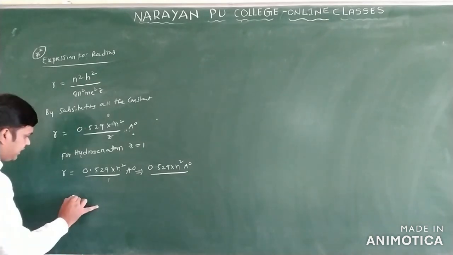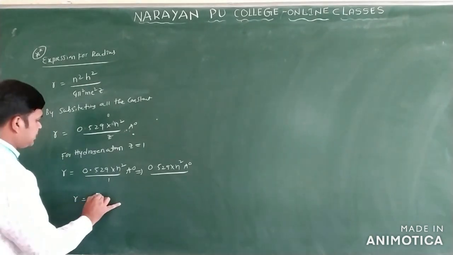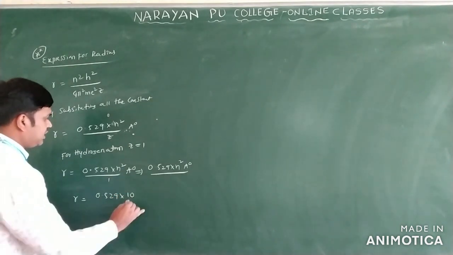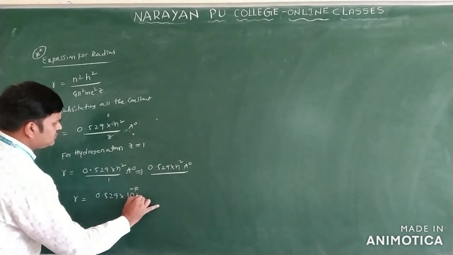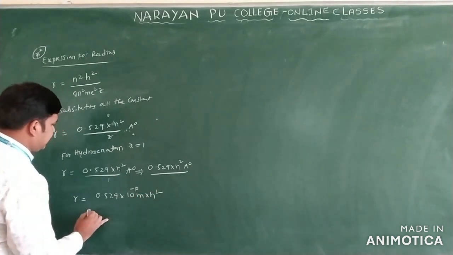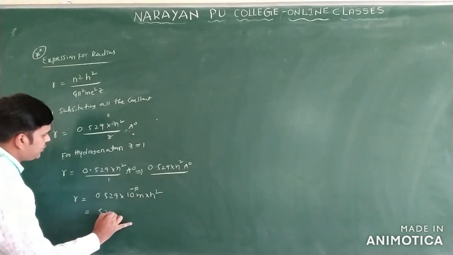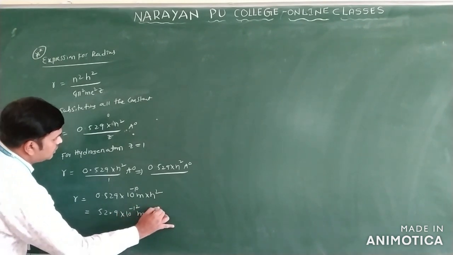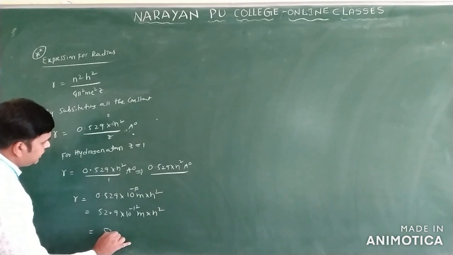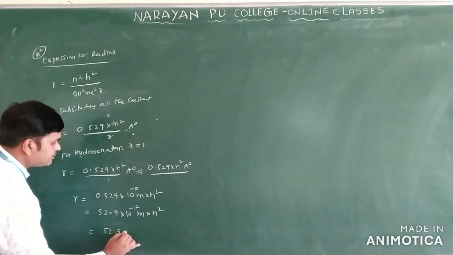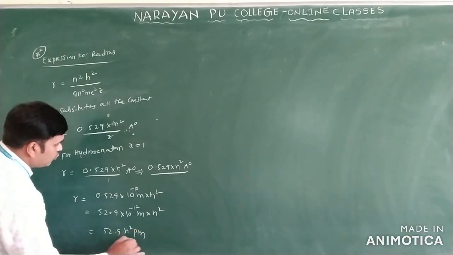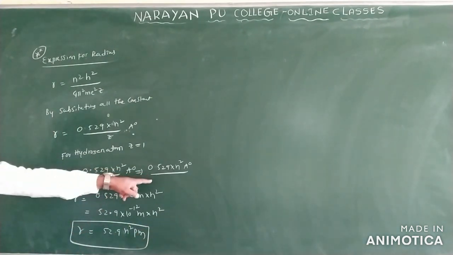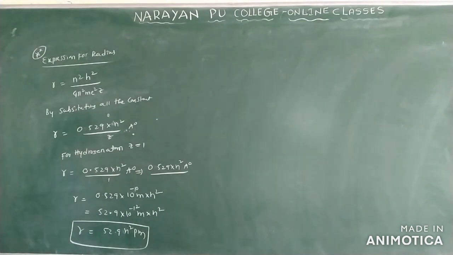Okay. So now we will write R is equal to 0.529 into 1 angstrom, which means 10 power minus 10 meter, into n square. This I will write as 52.9 into 10 power minus 12 meter into n square. Then I will get 52.9 n square picometer only. So here the value is given in angstrom units, and here we have the picometer values.